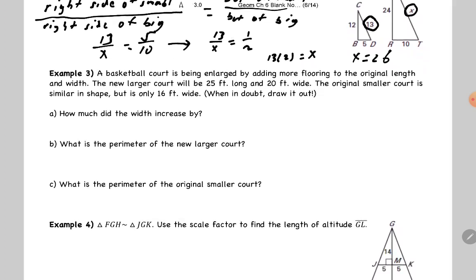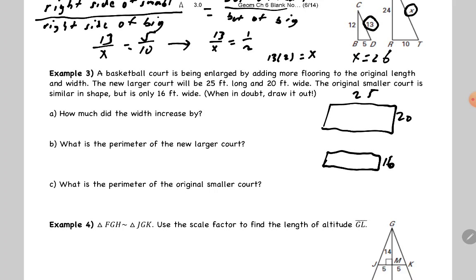A basketball court is being enlarged by adding more flooring to the original length and width. The new larger court will be 25 feet by 20 feet wide. The original smaller court is similar in shape, but is only 16 wide, so we have a smaller rectangle, 16 wide. How much did the width increase by?